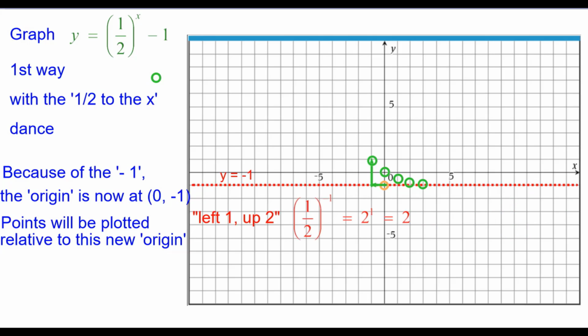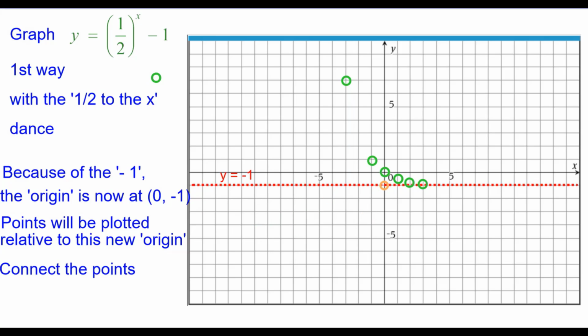Going in the negative direction, left 1 up 2. 1/2 raised to the -1 means take the reciprocal of 1/2, which is 2. Left 2 up 4 means take the reciprocal of 1/2, which is 2, and then square it to get the 4. And left 3 up 8, because 1/2 raised to the -3rd power will be the reciprocal of 1/2, which is 2, and then 2 cubed is 8.